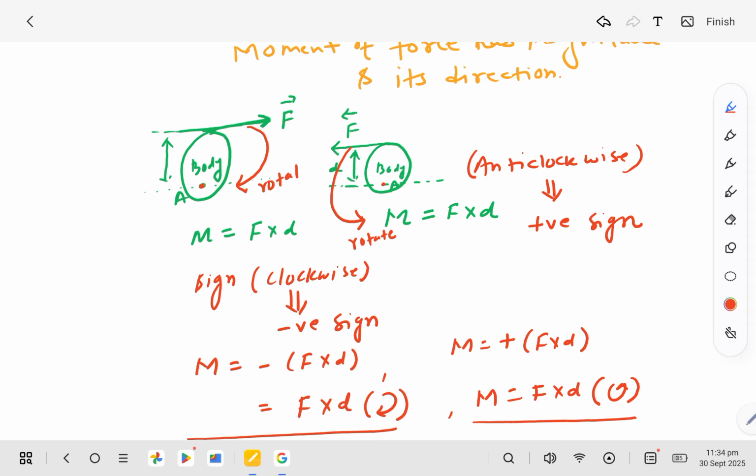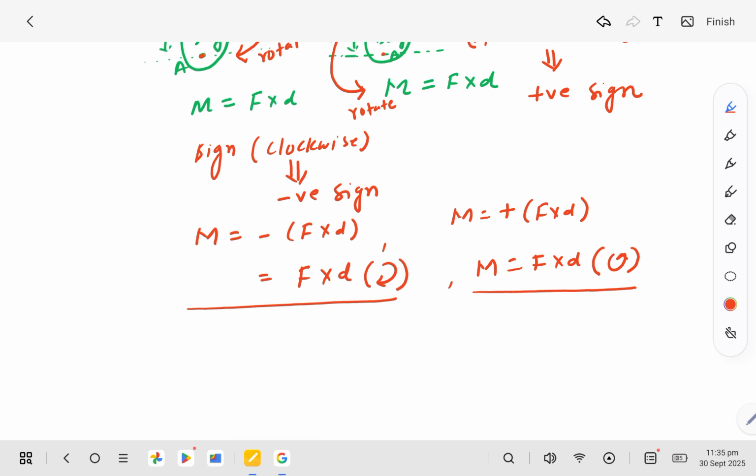So whenever we need to add the moment of forces, then we have to consider the sign convention. Always keep in mind the tendency of that moment to rotate the body. If the force has the tendency to rotate the body in clockwise, then we will use the negative sign, and if the moment of the force has tendency to rotate the body in anti-clockwise direction, then we will use the positive sign.